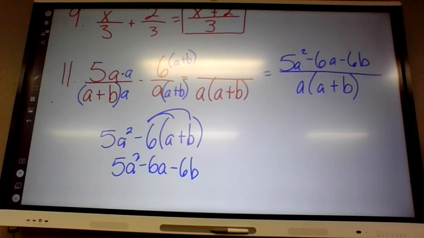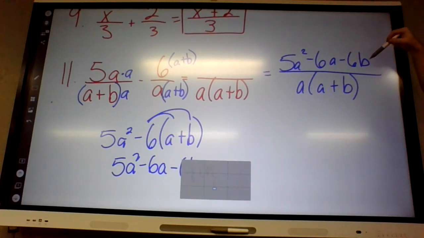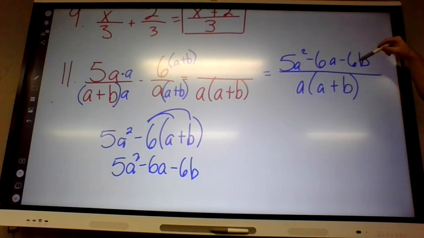One small note here. If the top would have factored, we probably should factor to make sure it doesn't reduce with the bottom. This doesn't factor. It is 3 terms, but it's not in the right pattern. It doesn't say a squared plus a number, or a squared plus 2ab plus b squared. Those are the patterns. This doesn't factor. So we're done.